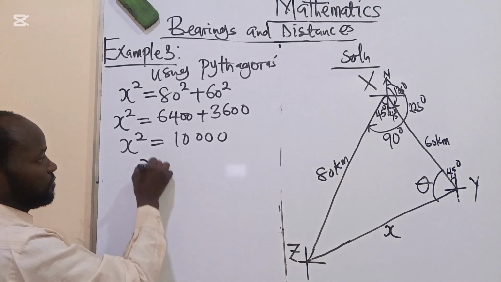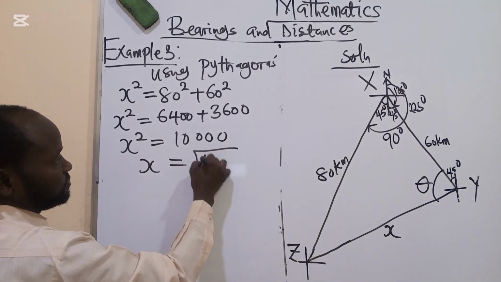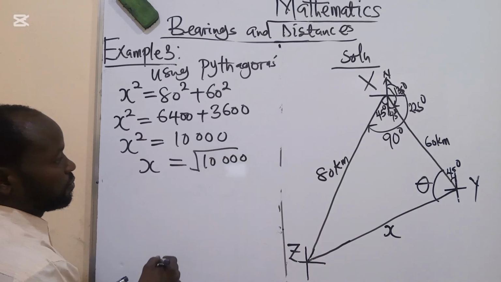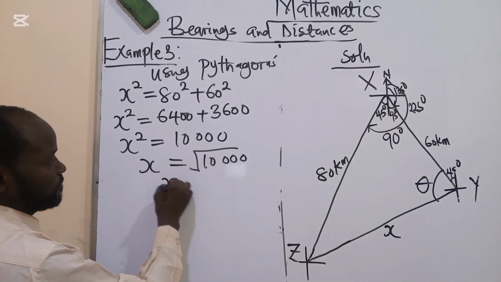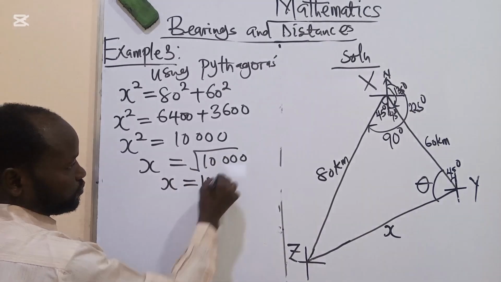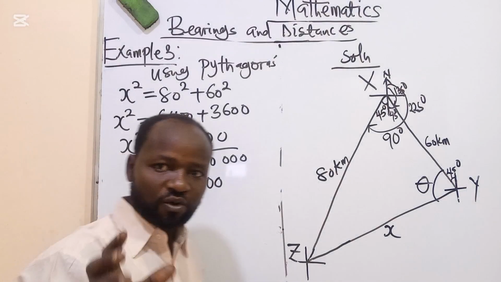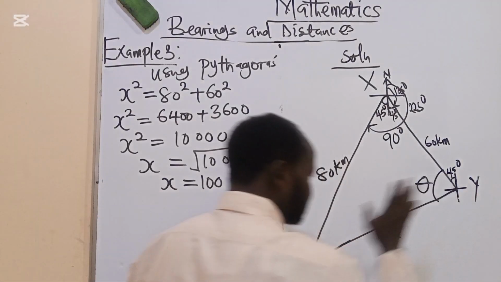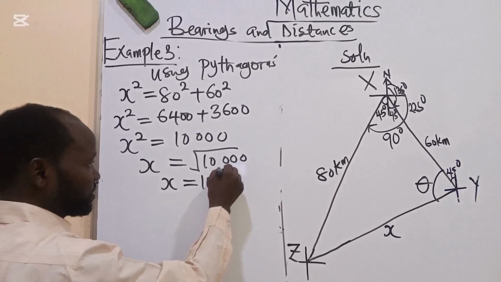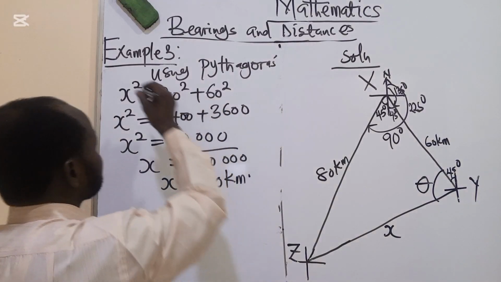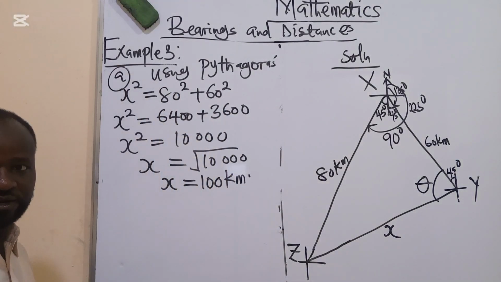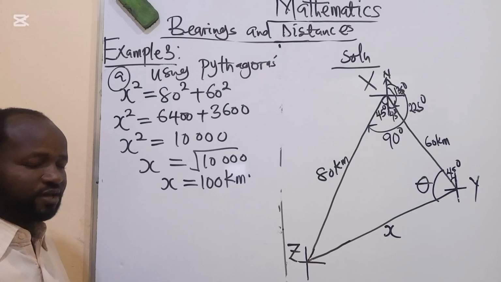To find x now, we take the square root of both sides. Square root of 10,000 will be 100. So it means the distance of Z from Y is nothing but 100 kilometers. So this will be the solution to A. Very important. This is the solution to A.